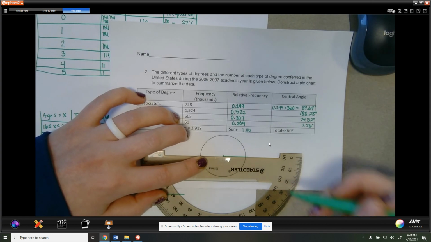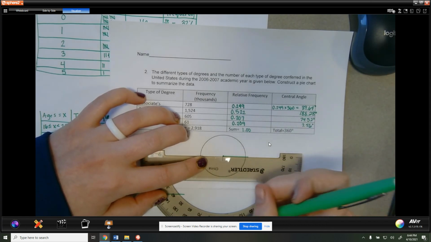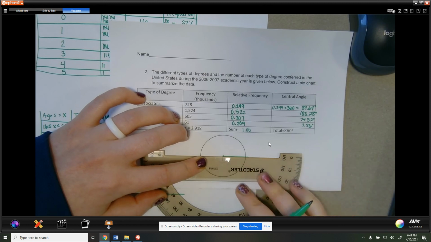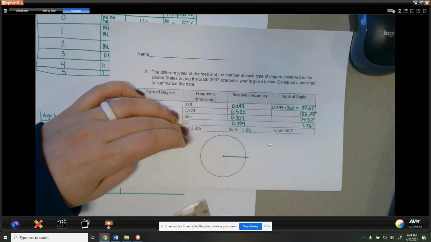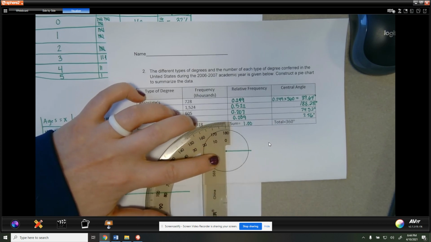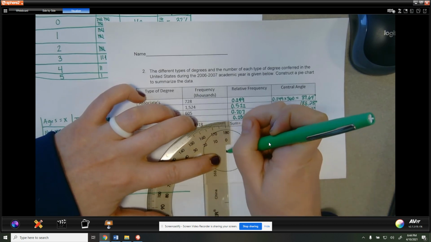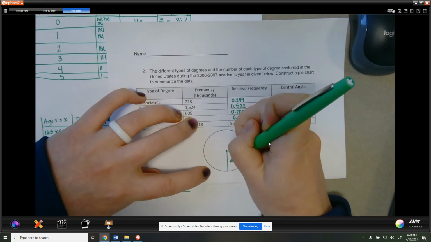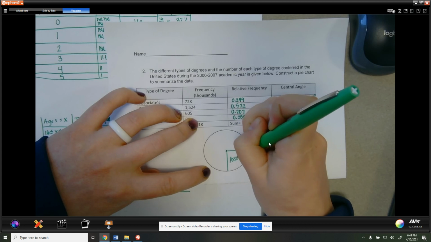I got to go to 89. So 89 degrees is basically right out here. So I can put a little dot out there. This is not perfect science because I've got a half sheet of paper, but make those dots. All right, so this is almost 90 degrees. These are the people that got an associate's.